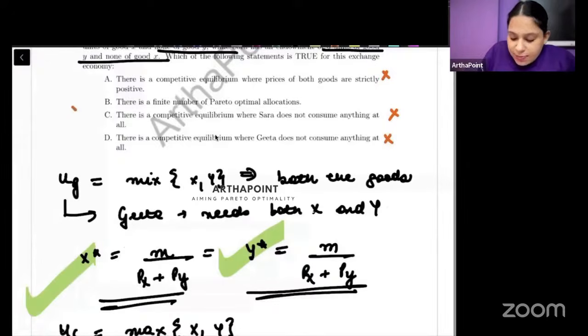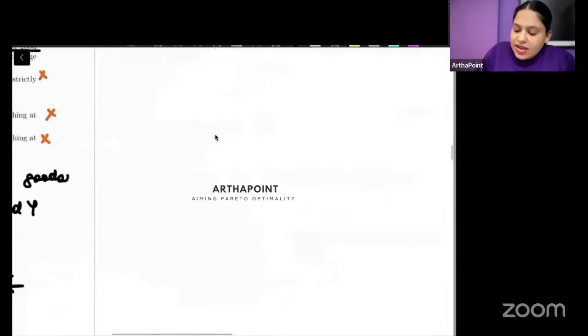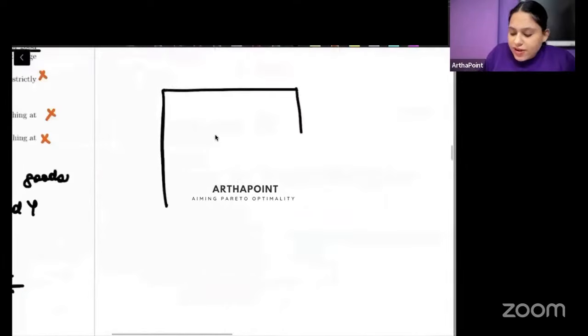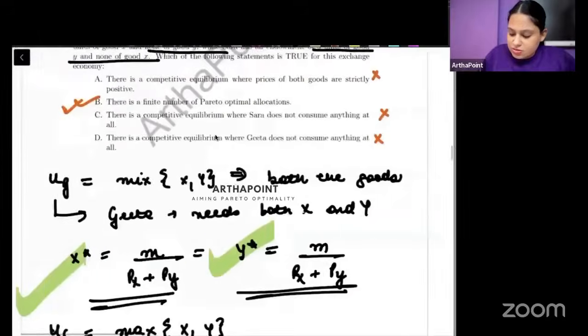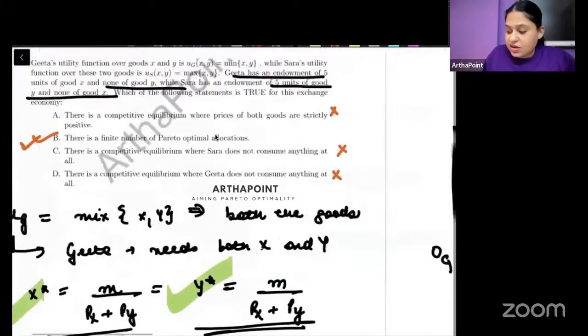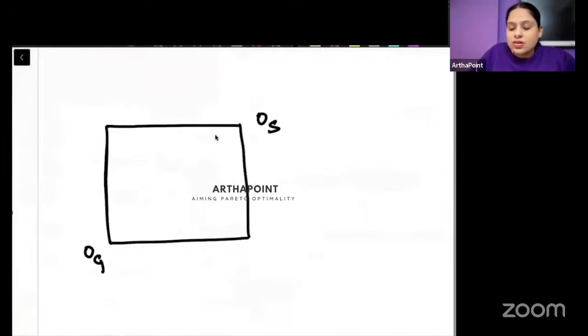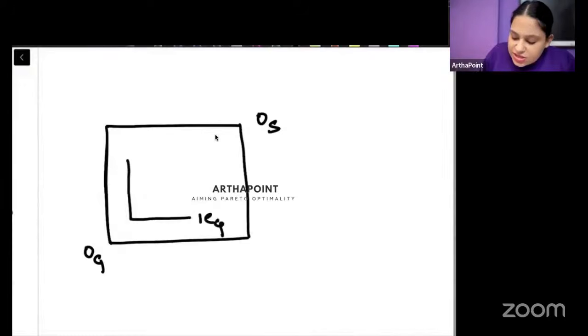Now the only option I'm left with is that there is a finite number of Pareto optimal allocations. And I can prove that. So my Edgeworth box is 5,5. This is the origin of Geeta. This is the origin of the other person, whatever the name is, Sara. Now, Geeta's indifference curve looks like this, L-shaped. Sara's indifference curve also looks like this, inverse L-shape, but this is her origin.